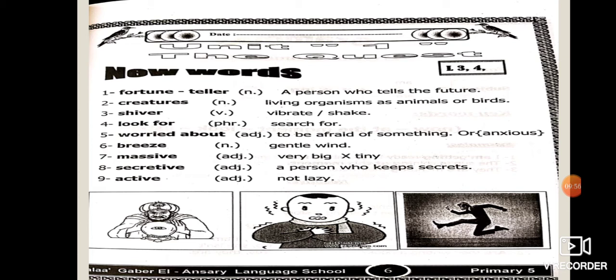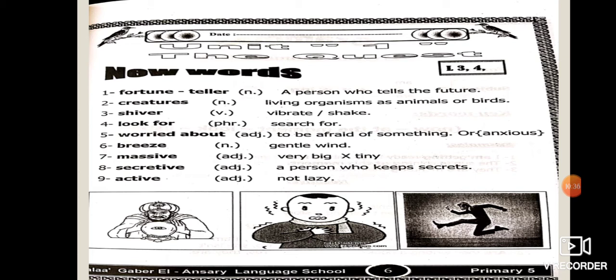Okay, let's revise the words quickly. Number one, fortune teller: a person who tells the future. Number two, creatures: living organisms as animals or birds. Number three, shiver: vibrate or shake.